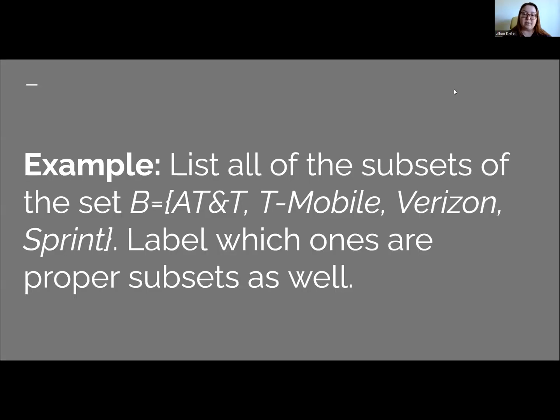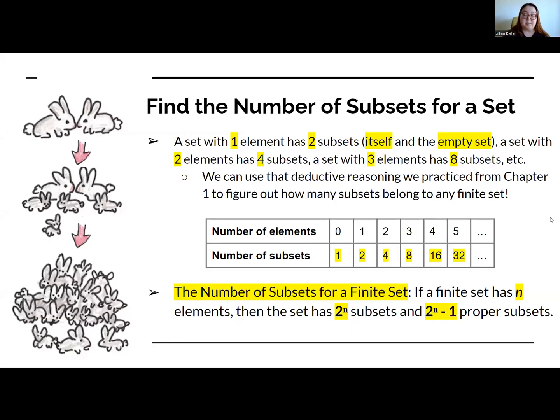All right, so we finished up this example. Now we can talk about finding the number of subsets for a set. So like we saw before, a set of 2 elements would end up having 4 subsets. A set of 3 elements would end up having 8 subsets. A set of 4 elements would end up having 16 subsets. And we see the pattern. So also, thing to remember, a set with 1 element has 2 subsets. It would be itself and the empty set. So we see this increasing.